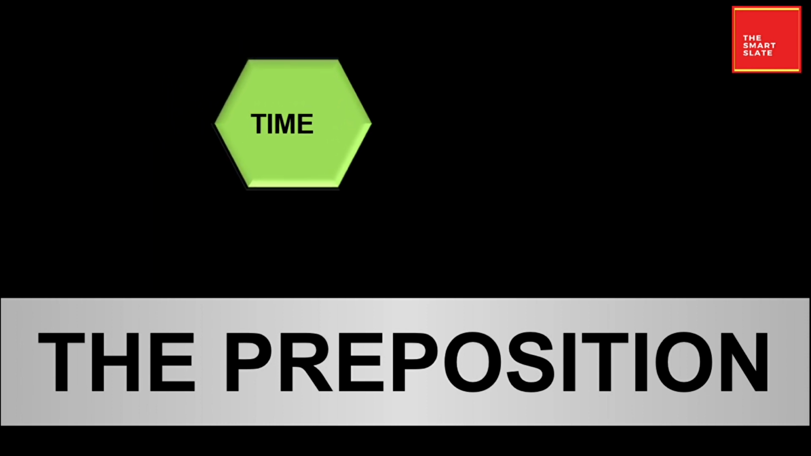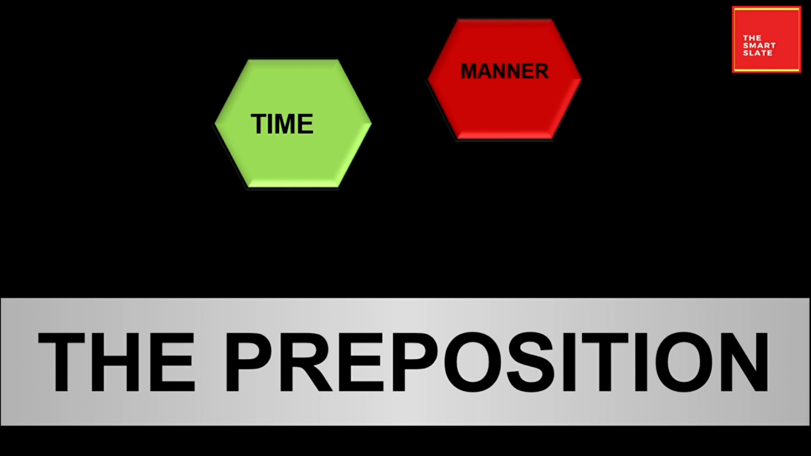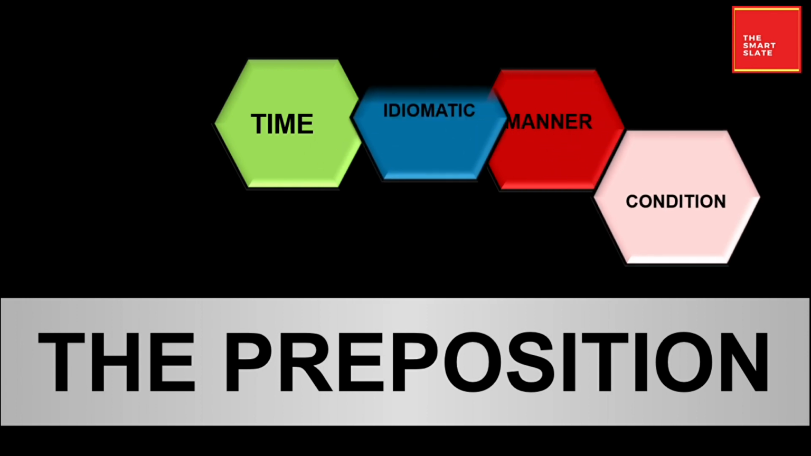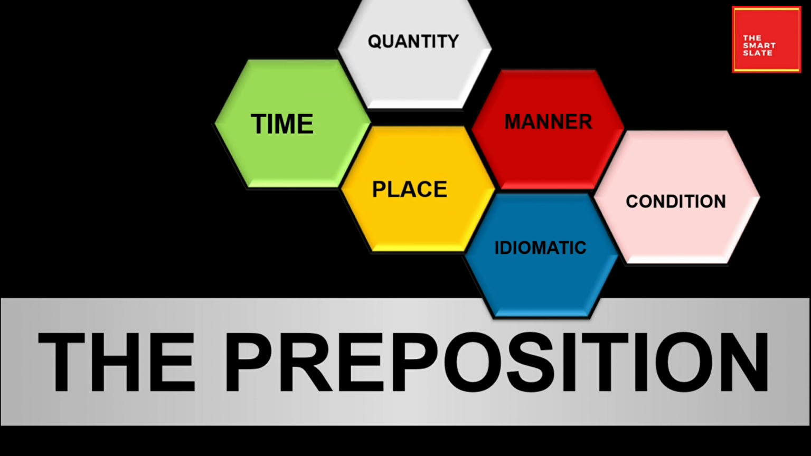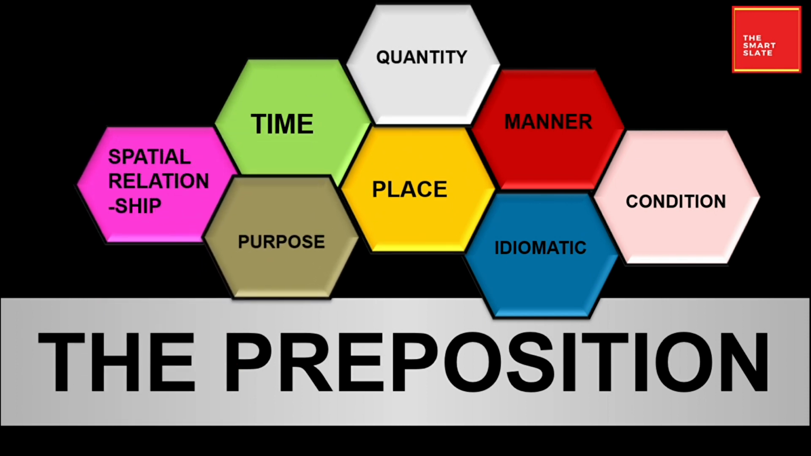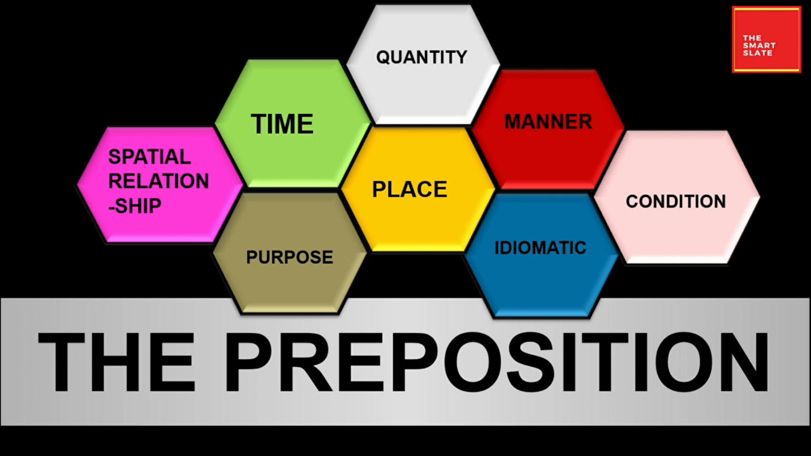Today we'll know more about a part of speech, that is, the preposition. It is one of the 8 parts of speech. The preposition is usually categorized into different categories, like time, manner, condition, idiomatic, place, quantity, spatial relationship, and purpose. These are the bases on which we classify or categorize prepositions, like preposition of time, place, quantity, manner, condition, purpose, spatial relationship, or idiomatic prepositions.